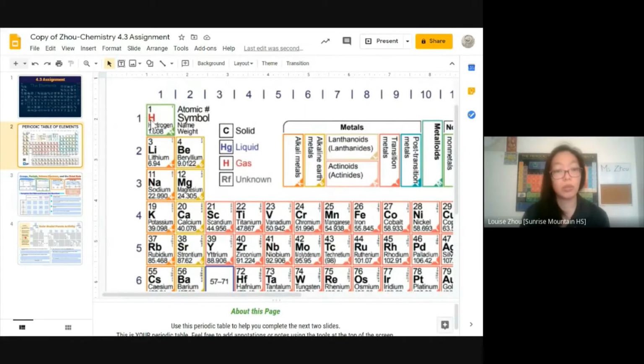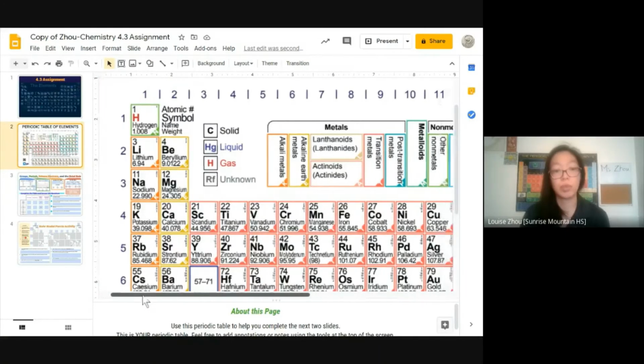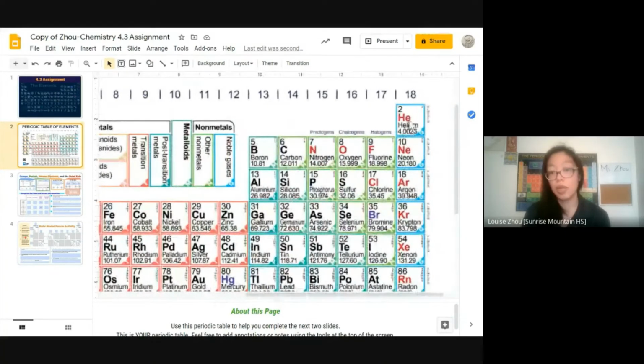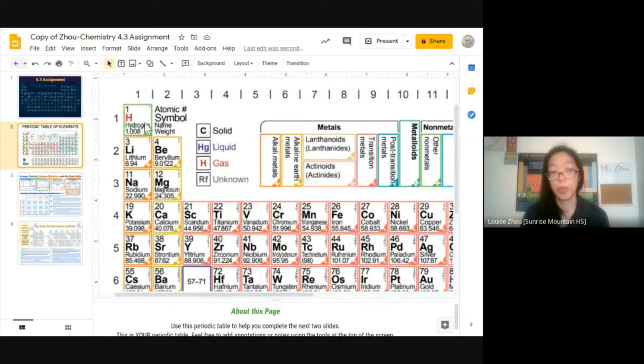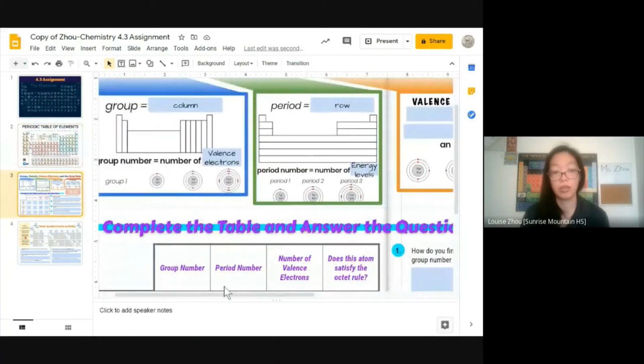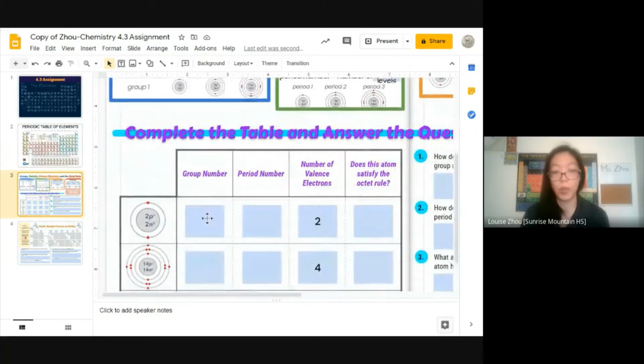Element number 2, here's number 1, here's number 3, so number 2 must be on the other side. Element number 2 is helium. It's in the 18th group, 18th column, and unfortunately the period number is on the left side, so I'm going to scroll back. Helium is in that first row, the first period. So you're going to write group 18, period 1.